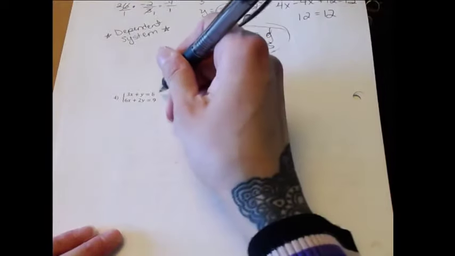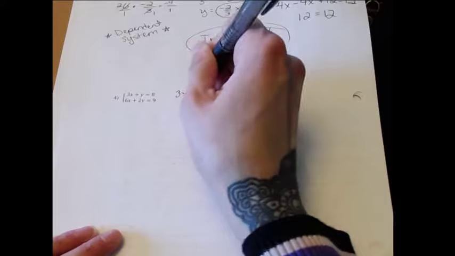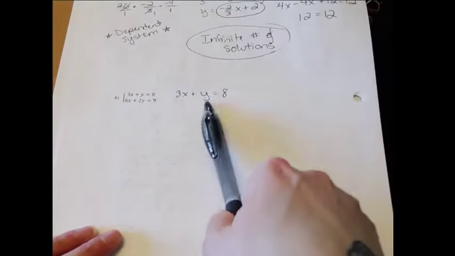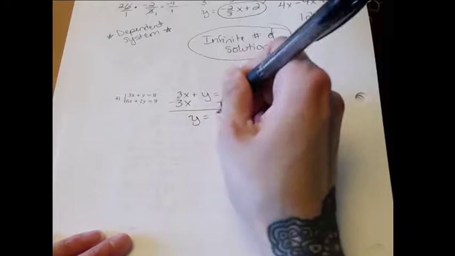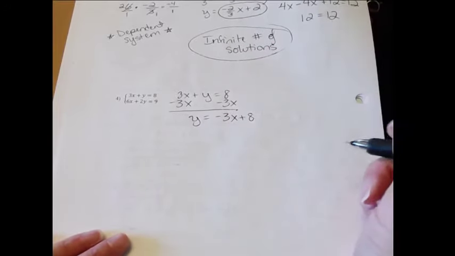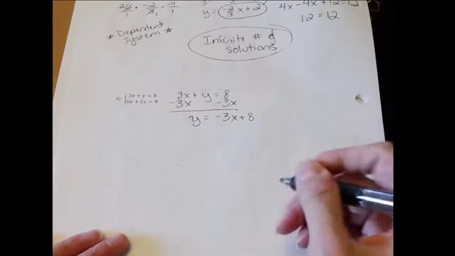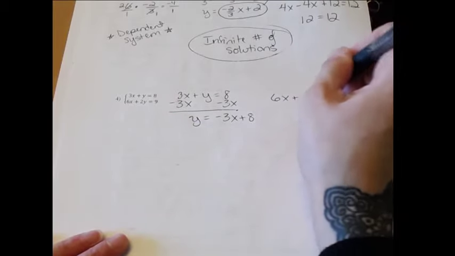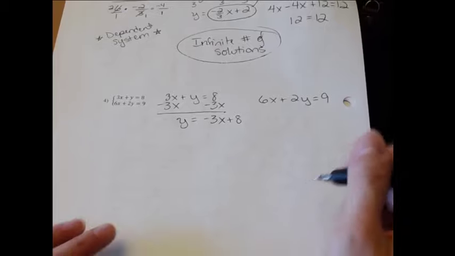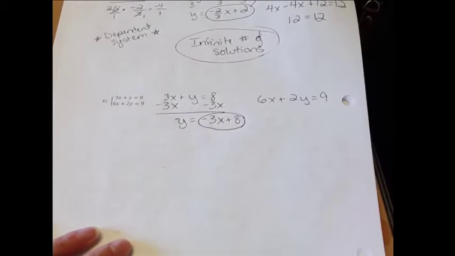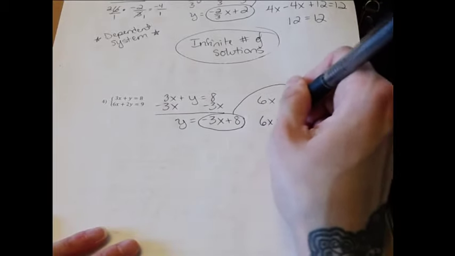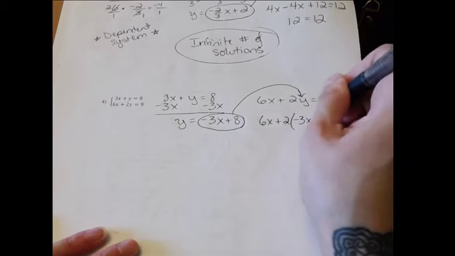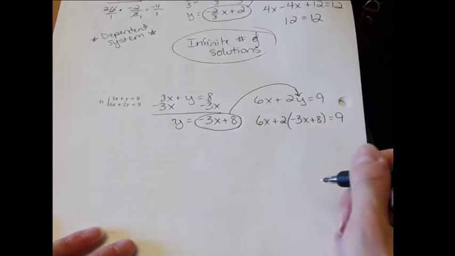If I were you, I would take the first equation, 3x plus y is equal to 8, and I would get y by itself. That would be the easiest term to isolate. So we're going to subtract 3x from both sides, and that gives me y is negative 3x plus 8. Next, I'm going to take my second equation, 6x plus 2y is equal to 9, and I'm going to take this expression, and I'm going to plug it in for y, right in there. So I get 6x plus 2 times negative 3x plus 8 is equal to 9.